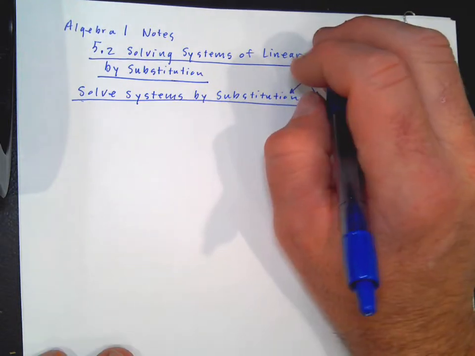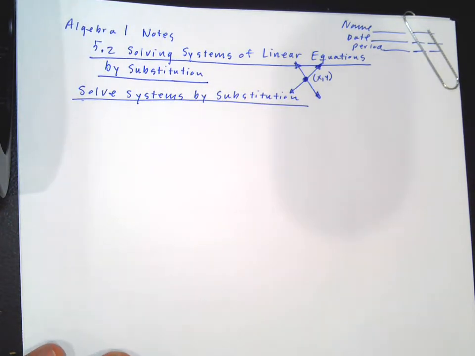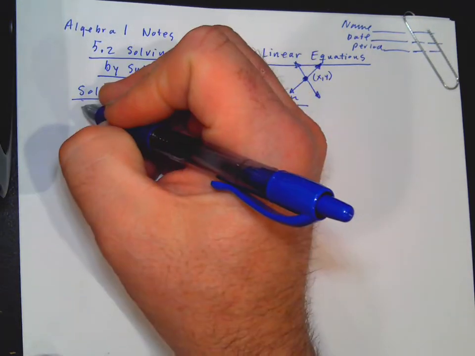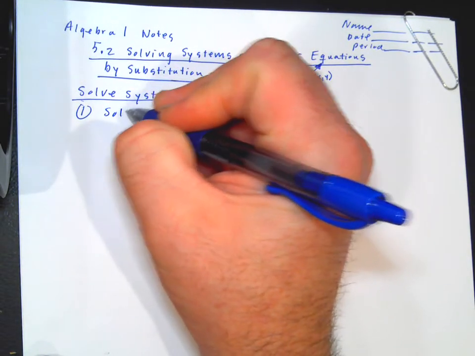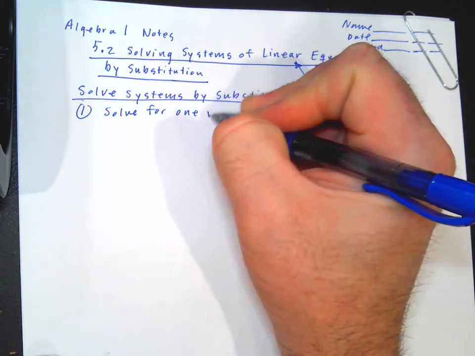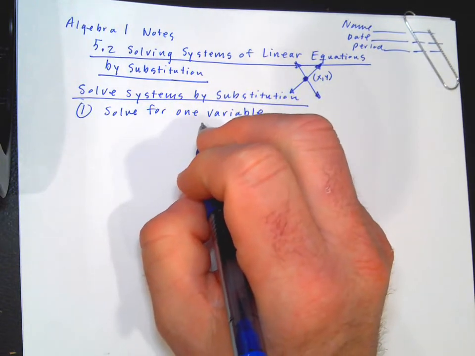So this will be one of the more common ways of solving systems, even in future math classes. If you keep taking math, geometry, algebra 2, pre-calculus, calculus, we solve systems of equations with substitution. Probably the most common approach. So we're going to outline the steps. The first step is to solve for one variable, and I'll walk through the first example with you guys.